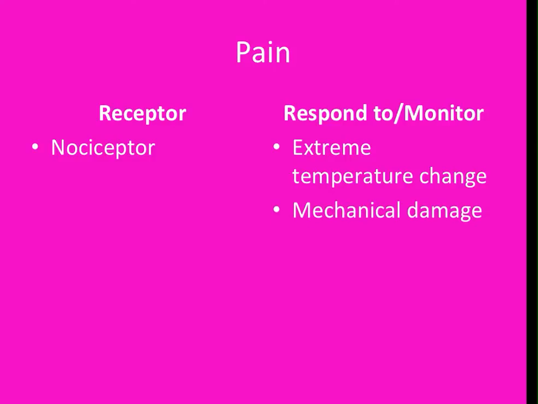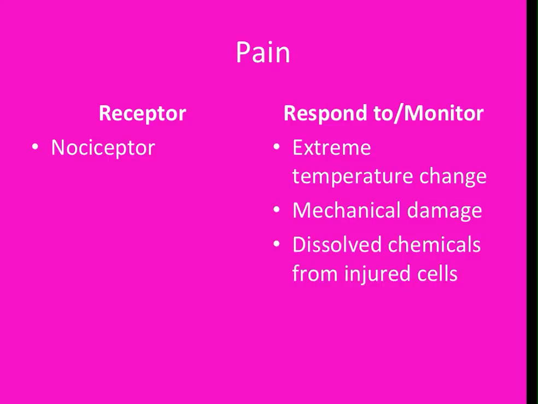Mechanical damage, like you go sliding across a turf field, or a hand slammed in a car door. Okay, mechanical damage, you're actually physically damaging your body. You also have pain triggered as a result of dissolved chemicals that are released by injured cells. That's why, after the initial injury is over, you may have an area that is still painful for a while, because those damaged cells are still releasing chemicals that are still triggering the nociceptors. I think the worst ones that do this are paper cuts, right? Because those hurt for a while.